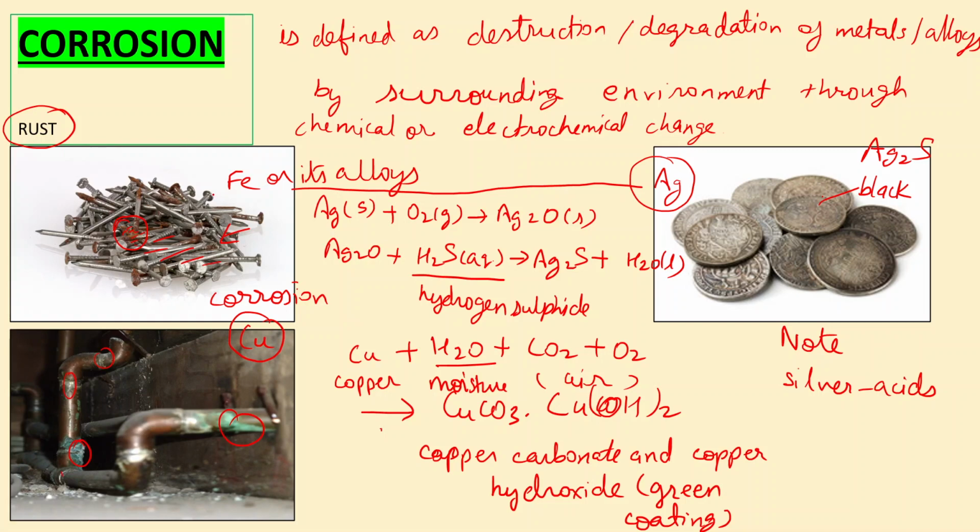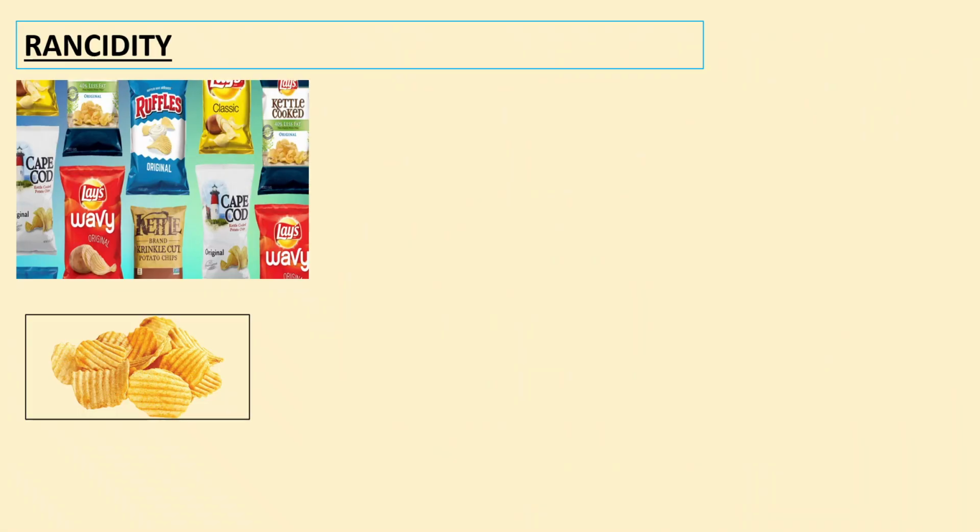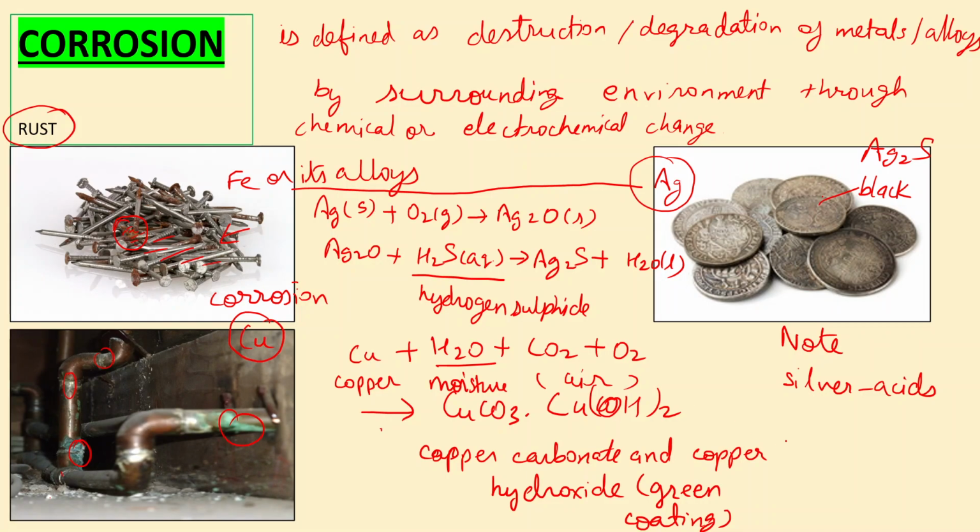So metals of these compounds also get corroded or rusted. So how can we protect them? There are various ways to protect them. We can protect them by galvanization. We can put a coating of zinc, then painting, greasing, oiling. These are the methods by which we can protect the metal from getting corroded.